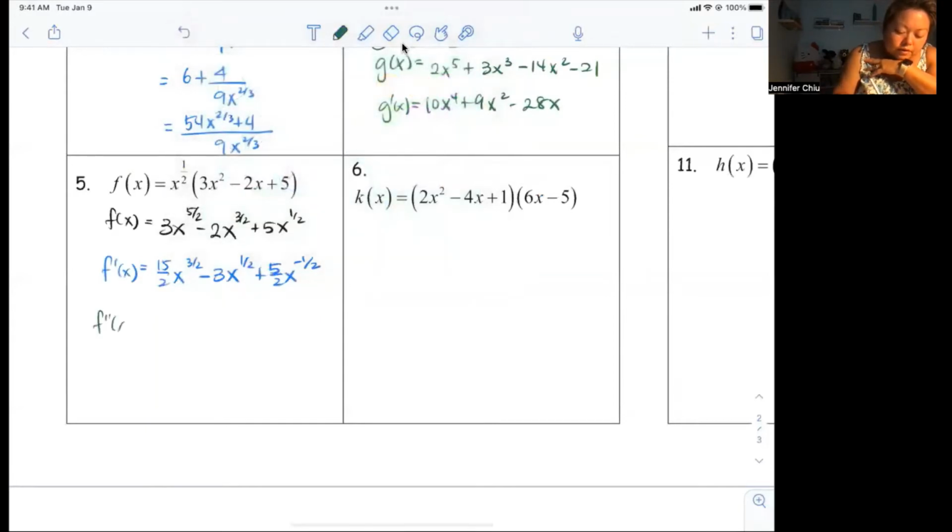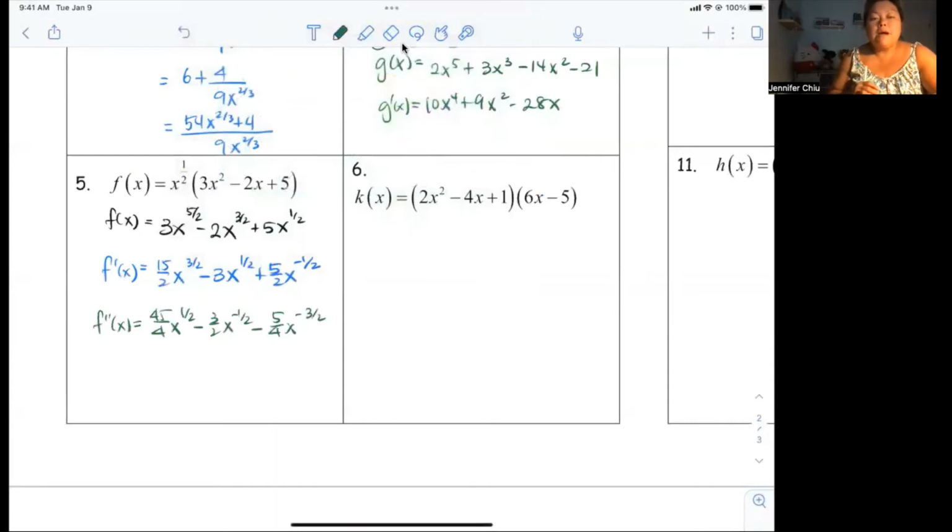Second derivative, you get 45 over 4x to the 1/2 minus 3 over 2x to the negative 1/2 minus 5 over 4x to the negative 3/2. Again, this is just really reminding you to have practiced how to subtract the fractions and get your exponents in the right order. Okay.